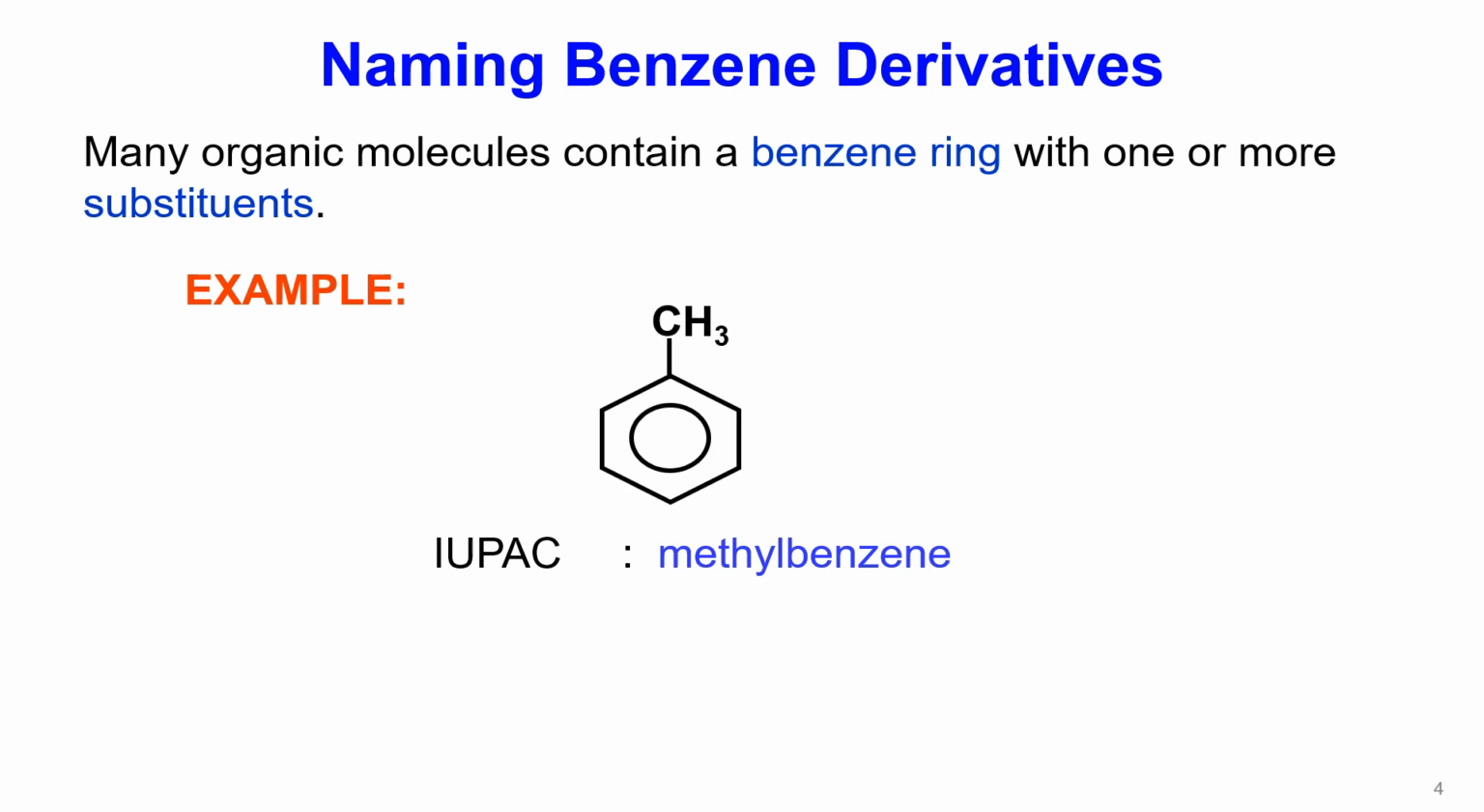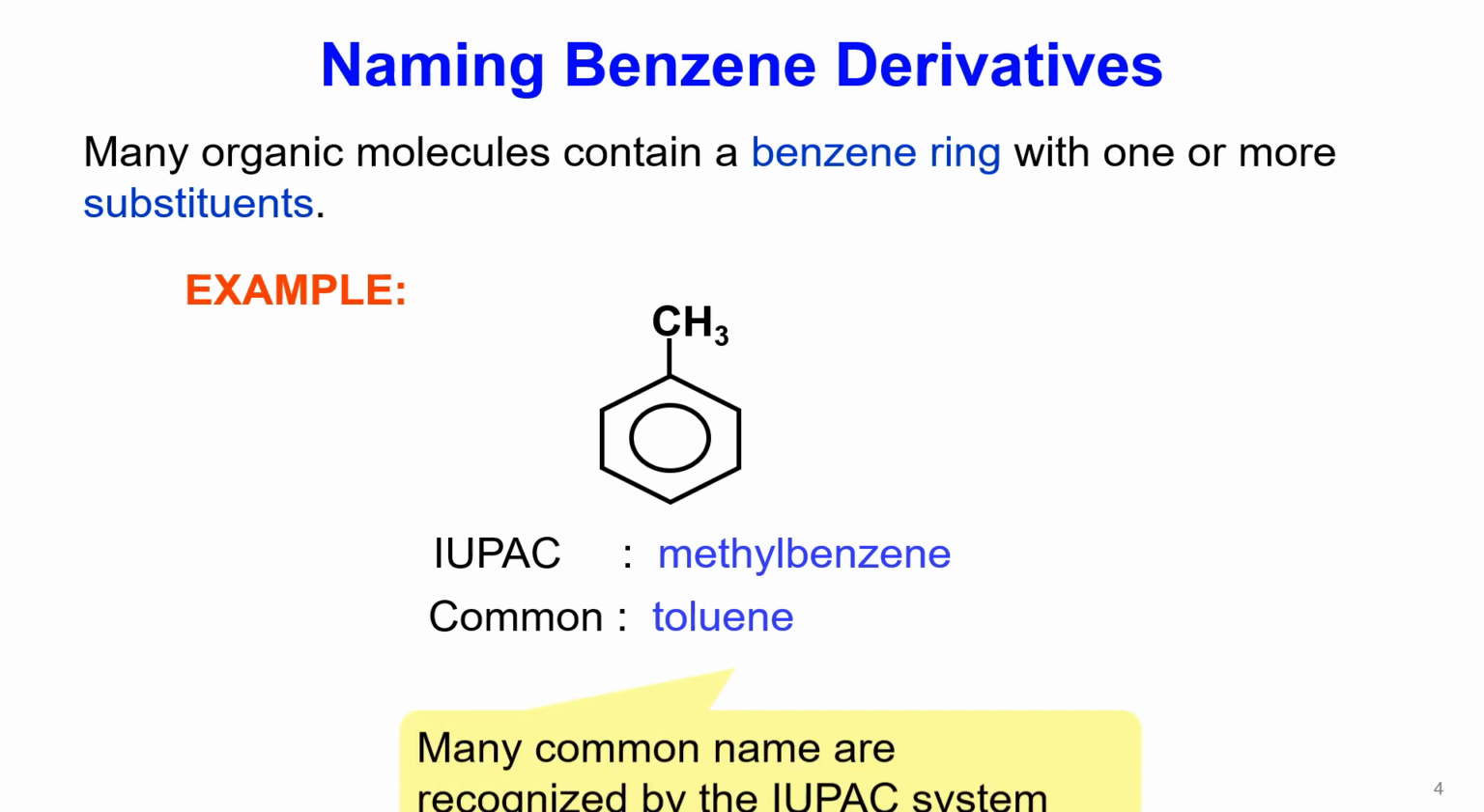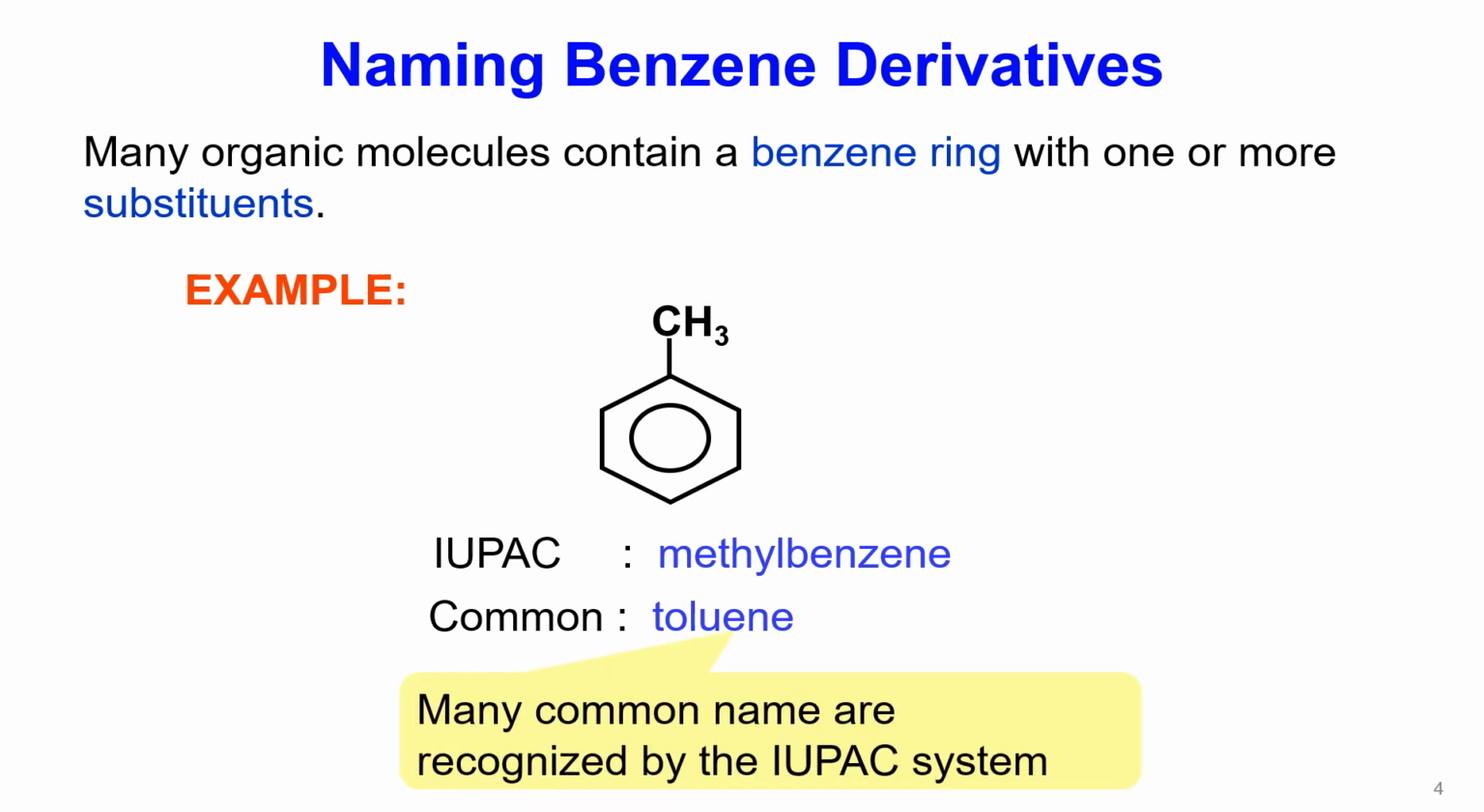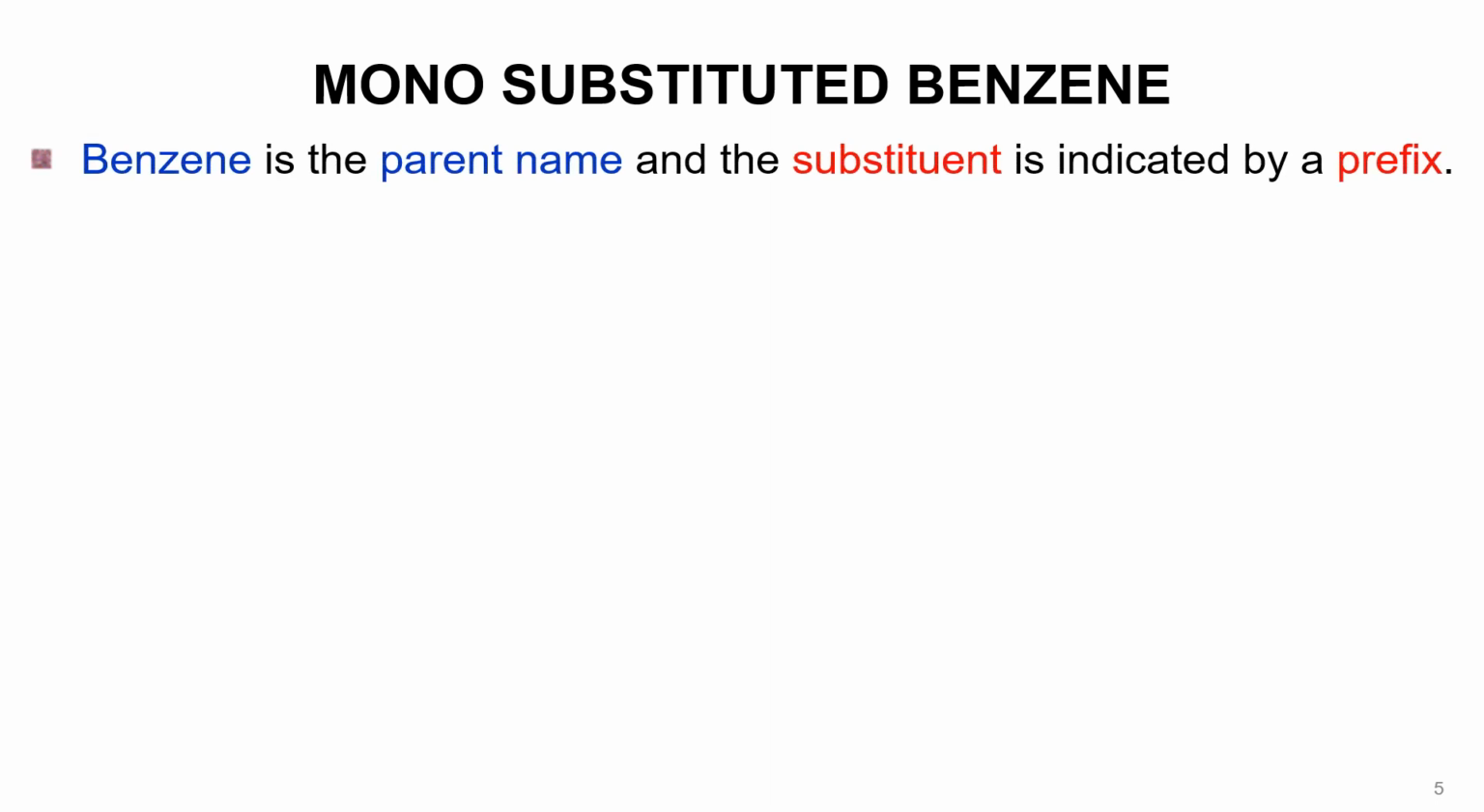Since there is only one substituent on the benzene ring, it can freely rotate around and we do not have to indicate its position on the benzene ring. The common name is toluene. Many common names like toluene are recognized by the IUPAC system. When one of the positions on the ring has been substituted with another atom or group of atoms, the compound is mono-substituted benzene. For mono-substituted benzene, benzene is the parent name and the substituent is indicated by a prefix.